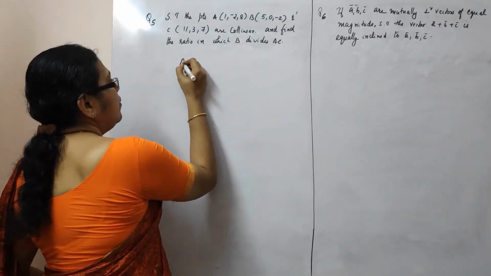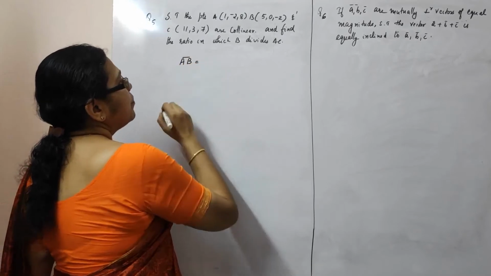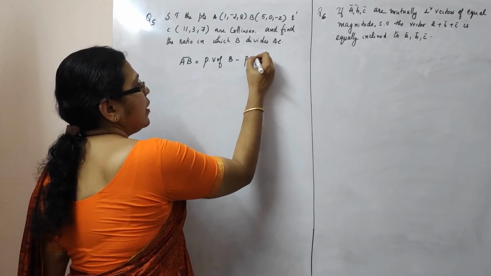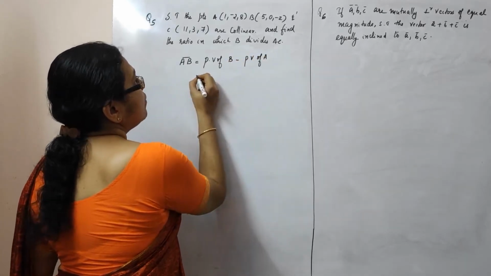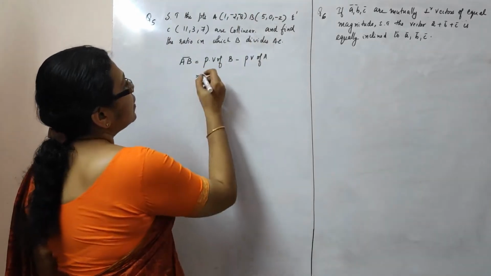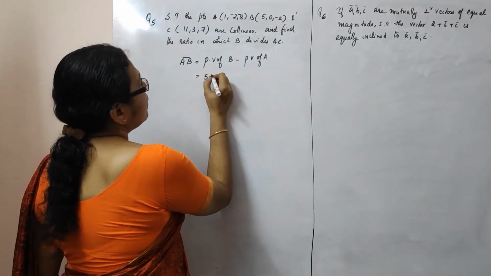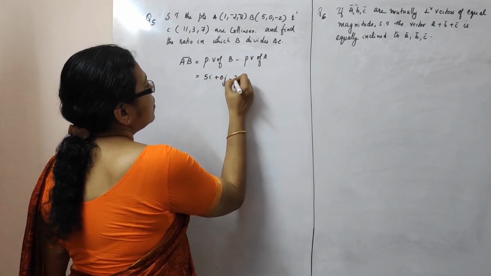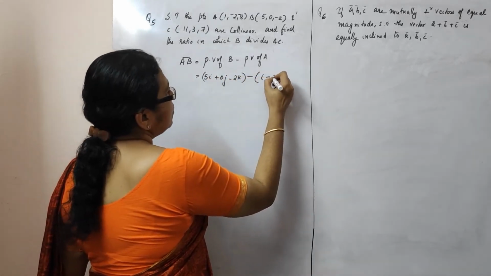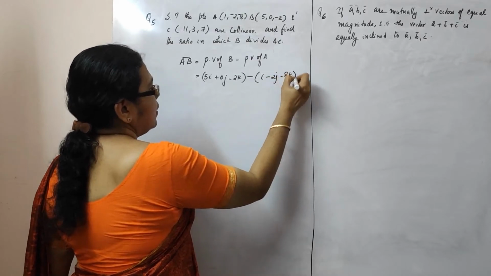So, find vector AB. What is vector AB? That is the position vector of B minus the position vector of A. What is the position vector of B? Now there is a negative sign here. Sorry, there is a negative sign there. So the position vector of B is 5i plus 0j minus 2k, minus (i minus 2j minus 8k).